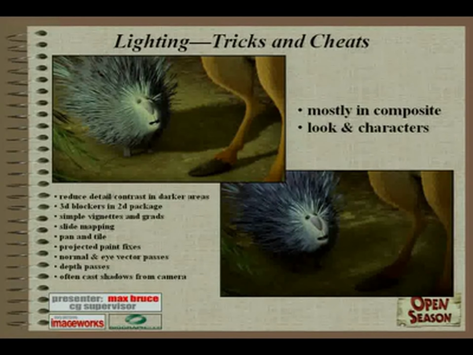We used 3D blockers in 2D to darken or lighten or model the lighting through using the camera or world space pass. As Doug said, we did a lot of really simple vignetting and grads, which you can see in these two images. The top image was an early iteration. The bottom image is the final. We did a lot of slide mapping with noise fields and kooks to create dappling.